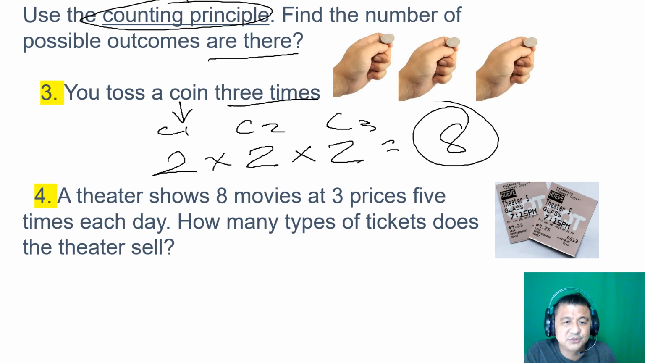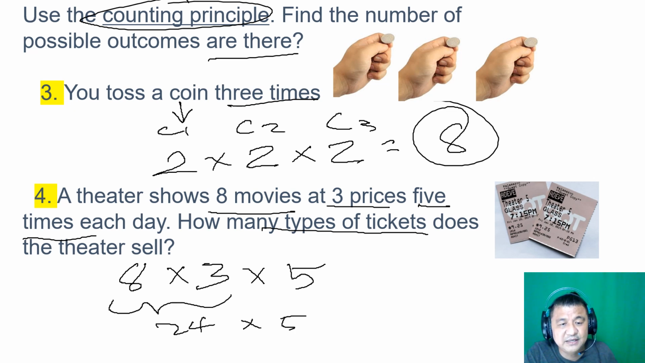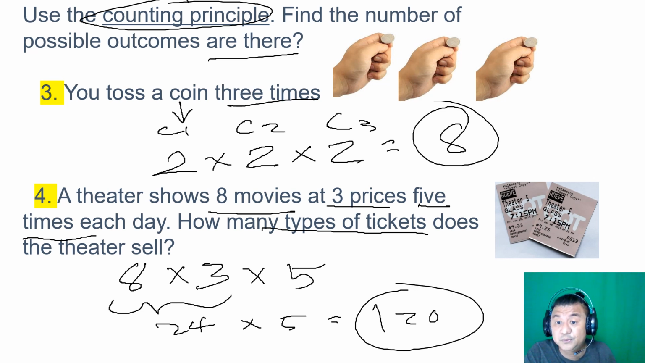A theater shows 8 movies at 3 prices 5 times each day. How many types of tickets does the theater sell? Simply multiply them. So this is going to be 8 times 3 is 24, times 5 is 120. See? Counting principle, I didn't need to list them down, no tree diagram, I just multiplied.